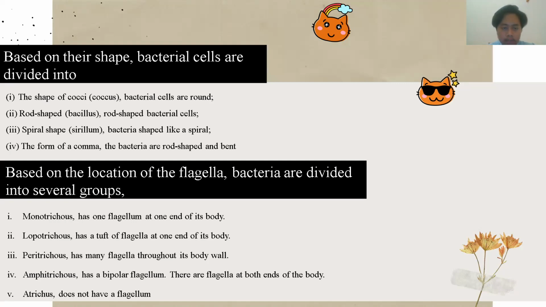And based on the location of the flagella, bacteria are divided into several groups. One is Monotrichous, which has one flagellum at one end of its body. Two, Lophotrichous has a tuft of flagella at one end of its body. Three, Peritrichous has many flagella throughout its body wall. Four, Amphitrichous has a bipolar flagellum; there are flagella at both ends of the body. And the last one is Atrichous, which does not have a flagellum.